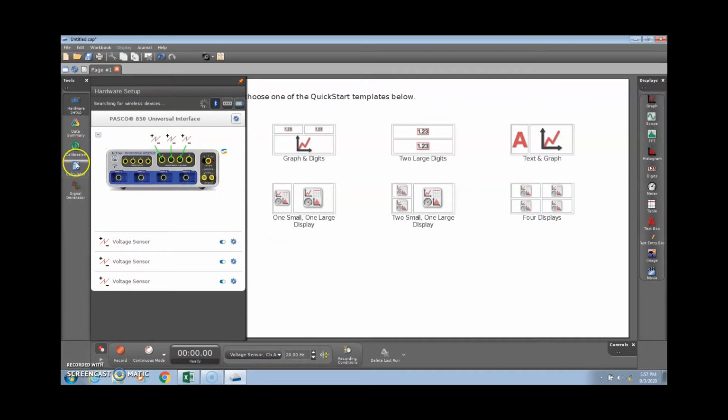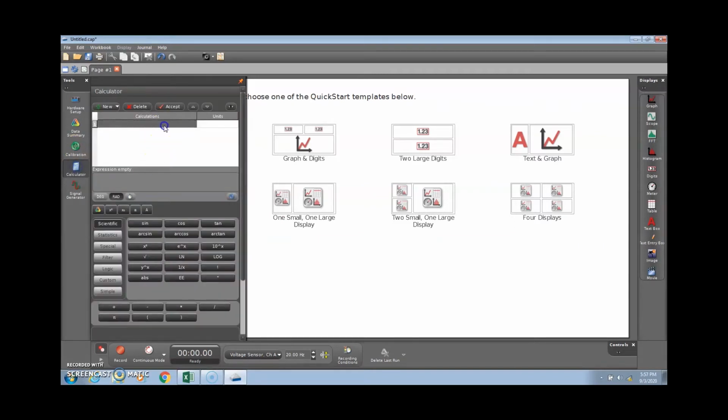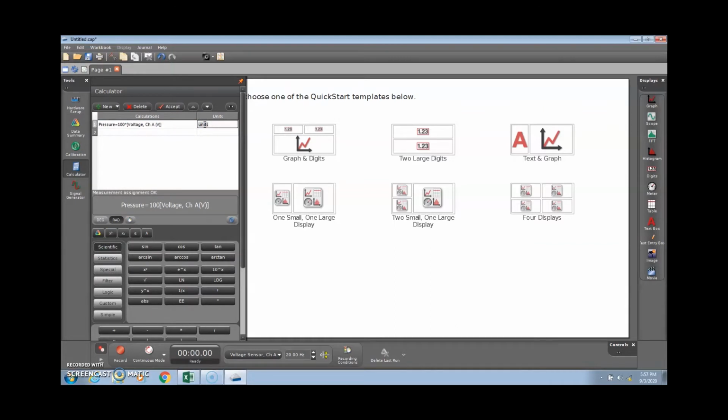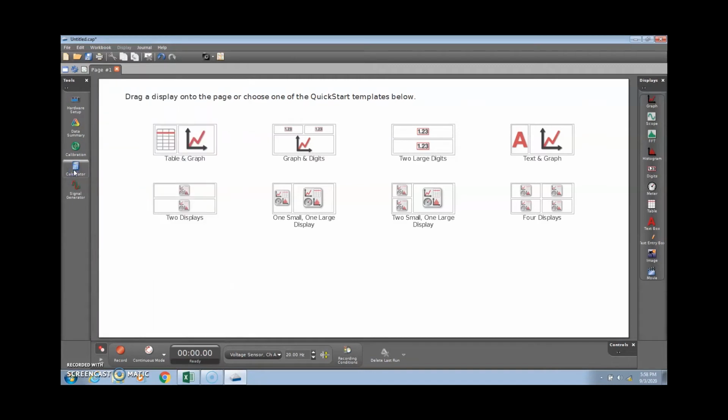Okay, now we have to set up the equations. So pressure is going to equal 100 times the sensor readings from voltage from channel A. That will be in kilopascals. Then the volume, that we're going to have to determine. So you have to see how the volume and the voltage relate.